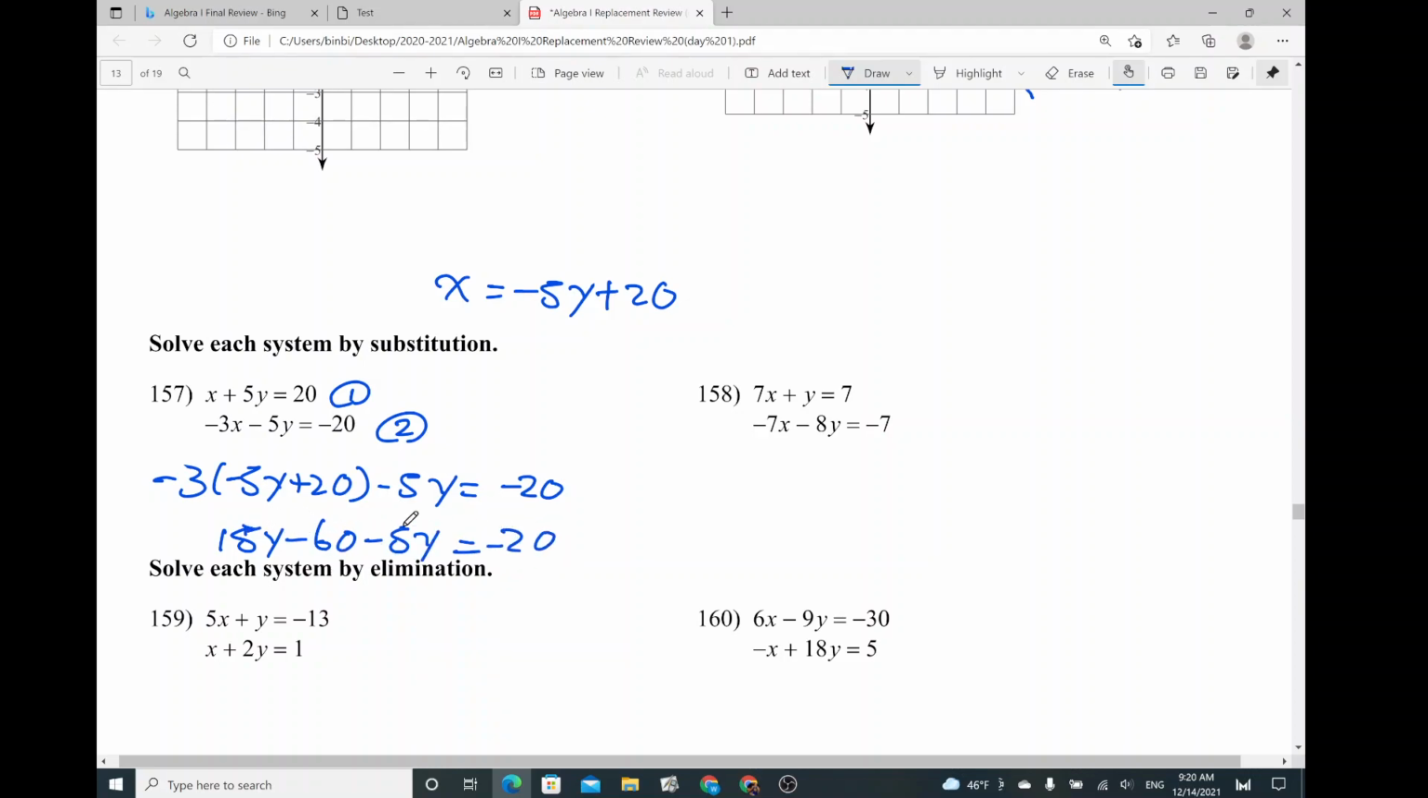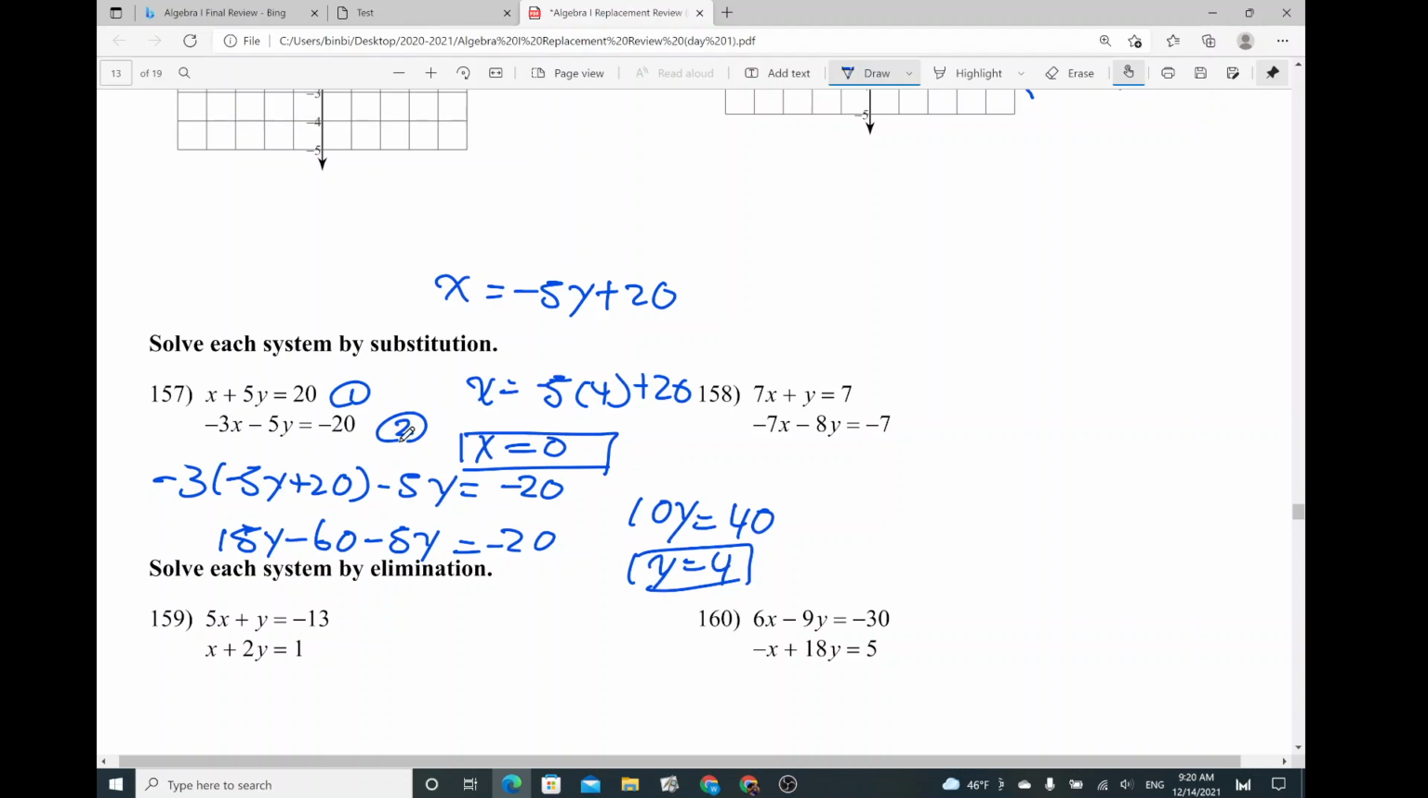So 15y minus 5y is 10y. And then negative 20 plus 60 is 40. So y equals 4. Once you solve for y, you can solve for x. So negative 5 times 4 plus 20, negative 20 plus 20, so x would be 0. Also, you can check your work by plugging the numbers back into the original equation. 5 times 4 is 20, x equals 0, so 20 equals 20. Negative 3 times 0, nothing. Negative 5 times 4, negative 20.